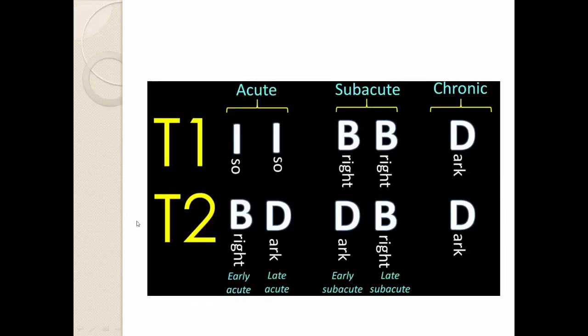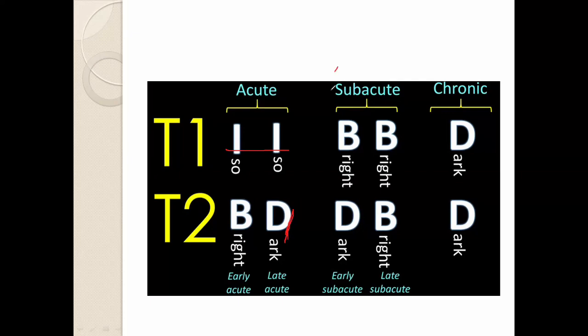So now what we can do is, the acute phase, which lasts for 1 to 3 days, remains iso to hypointense on T1, that is the same. But initially for 1 day, till 12 hours, it will remain hyperintense, that is bright on T2, but eventually it will get darker.